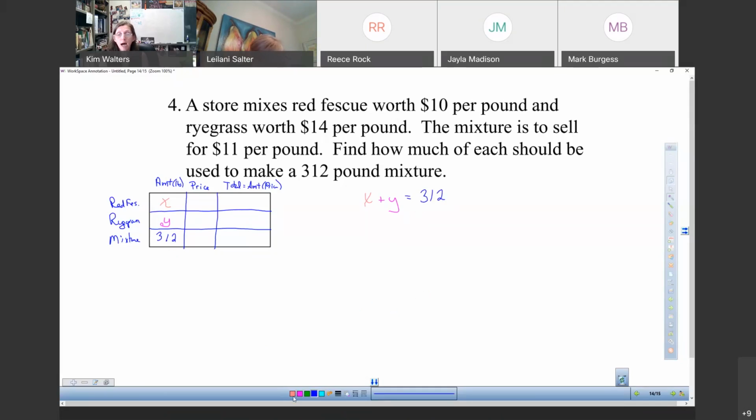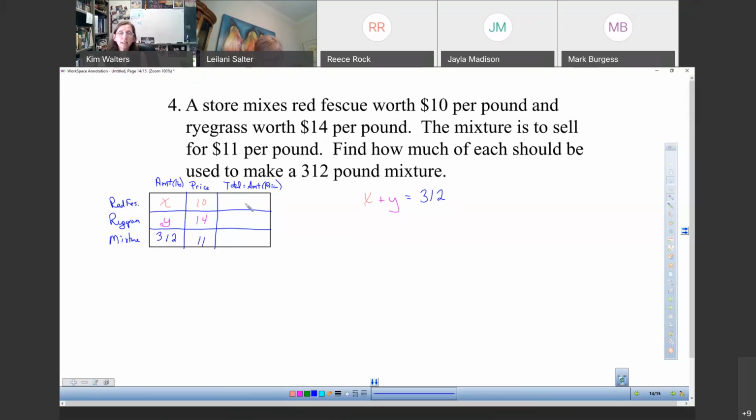Okay, so now I want to know what price is going to go in this first box, the red fescue box. What's the price that's going to go here? Open to suggestions. 10, exactly. Thank you very much. What's going to go in the price for the ryegrass? 14, perfect. And what is going to go in the price for the mixture? 11, excellent. Okay, I'm loving this. I'm getting lots of responses. That makes me so happy.